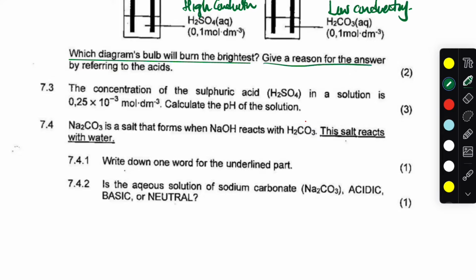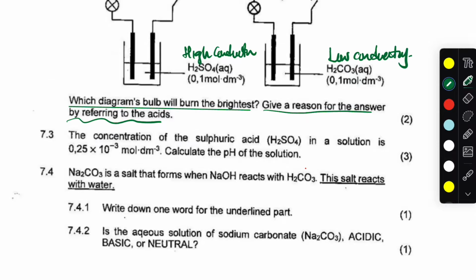Now it says which diagram's bulb will burn the brightest? Give reason for your answer. Which one will burn the brightest? It says I must give a reason for the answer by referring to the acid. So the one that will burn brightest is the one with the strong acid, because it produces a high concentration of hydronium ion. It's very important to say it that way. It produces a high concentration of hydronium ion. So the answer here will be A.